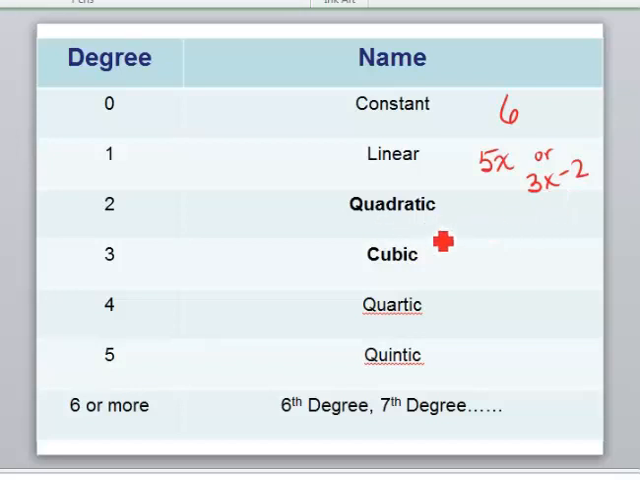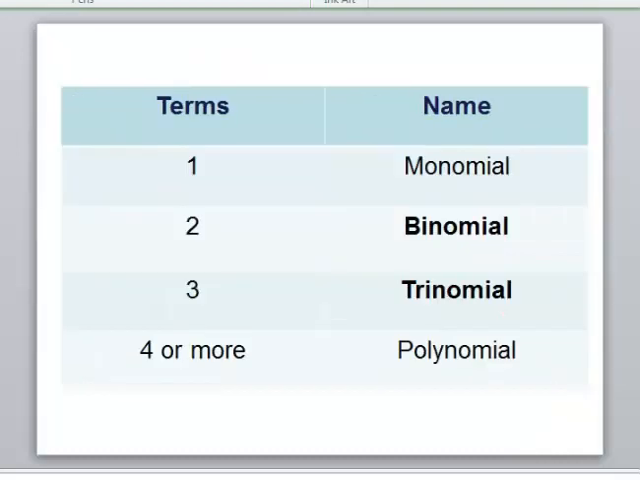Quadratic, this is a term you're going to see quite often, that has an x squared term, so it could look something like this, or it could just simply be 6x squared. So it's anything with an x squared term. A cubic is anything with an x cubed, a quartic, anything with an x to the 4th, quintic, x to the 5th, and then 6th, 7th degree, you can go on forever. We could have x to the 6th, x to the 7th. Now, the number of terms has another name, so those names are monomial, meaning 1 term, binomial, meaning 2 terms, trinomial, meaning 3 terms, and polynomial, meaning 4 or more.